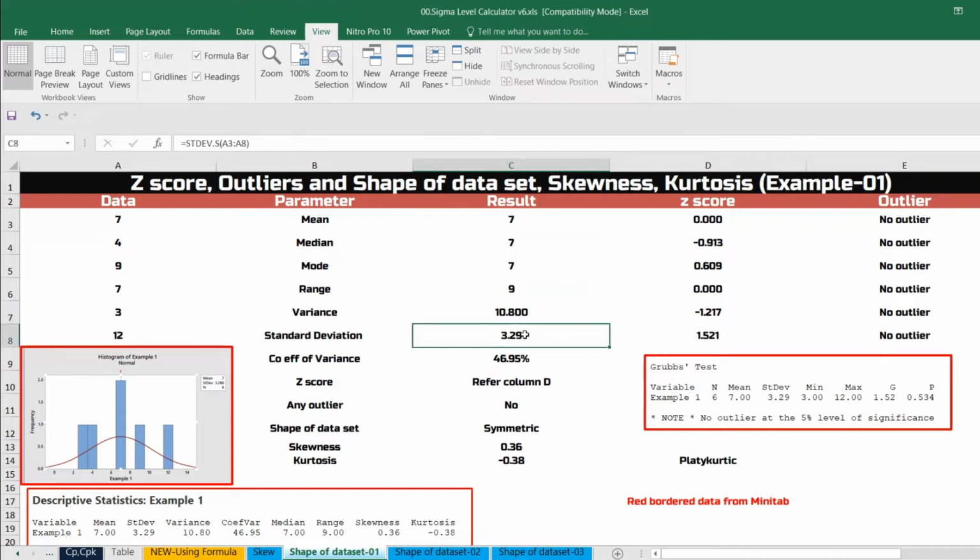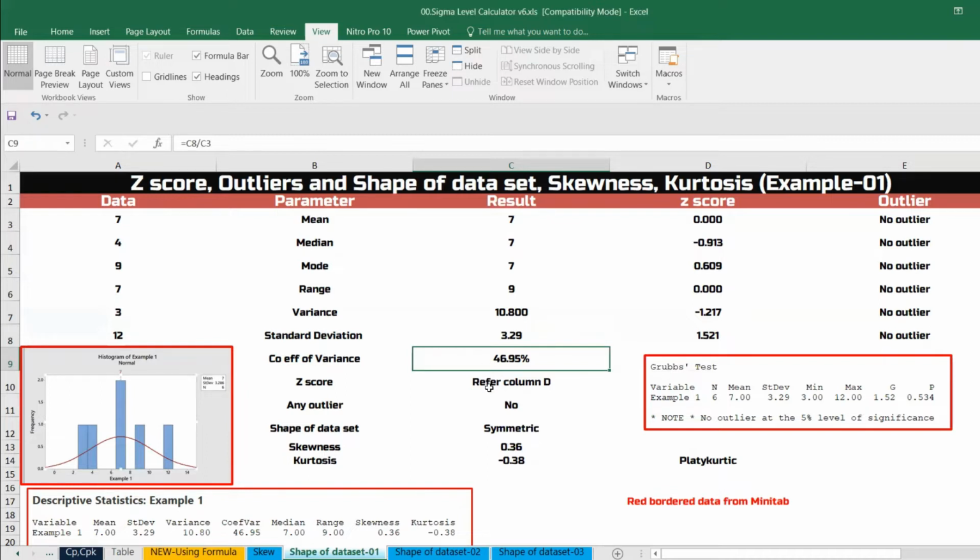Standard deviation, once again, the formula is STDEV.S, and you will get this value. Let me also quickly demonstrate it: you can put equals STDEV.S, and this is generally the formula you can use. It ignores logical values or text if they come in between. Then you select this array and press enter. So 3.29 we have got. And coefficient of variation is always measured in percentage, so 46 percent.